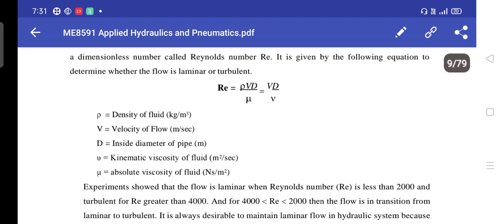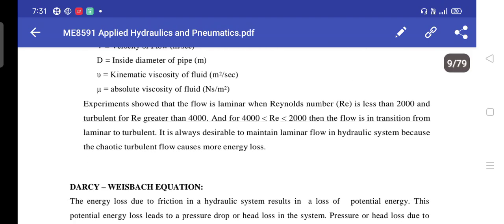The experiment showed that the flow is laminar when Reynolds number is less than 2000 and turbulent when the Reynolds number is greater than 4000, and for Reynolds number between 2000 and 4000 the flow is in transition from laminar to turbulent. It is always desirable to maintain laminar flow in hydraulic systems because the chaotic turbulent flow causes more energy losses. Next one is Darcy-Weisbach equation.